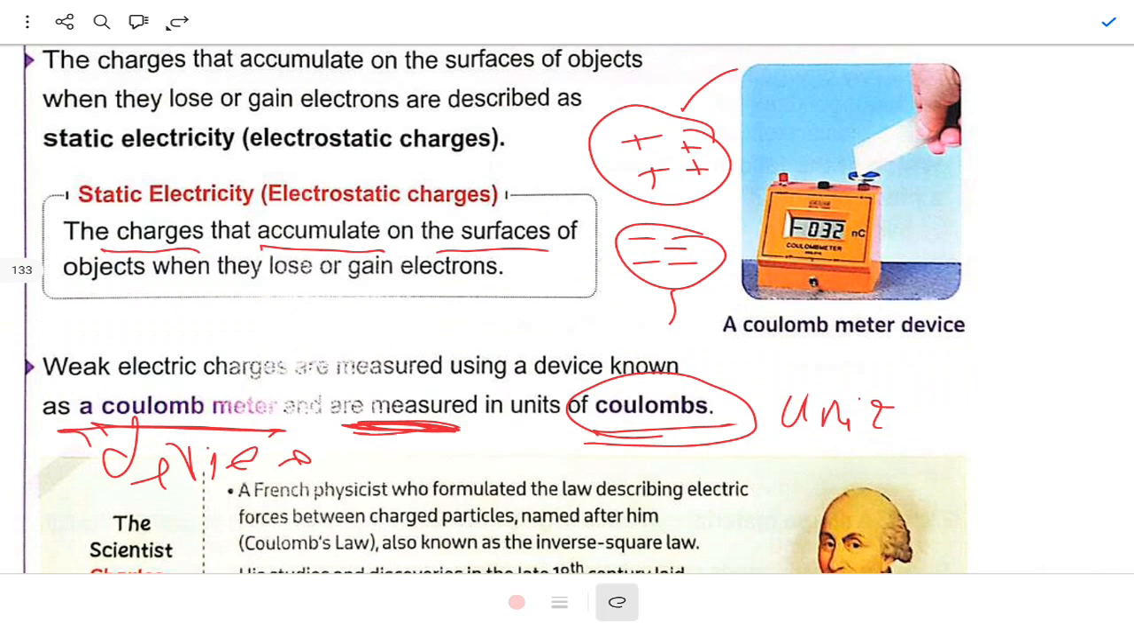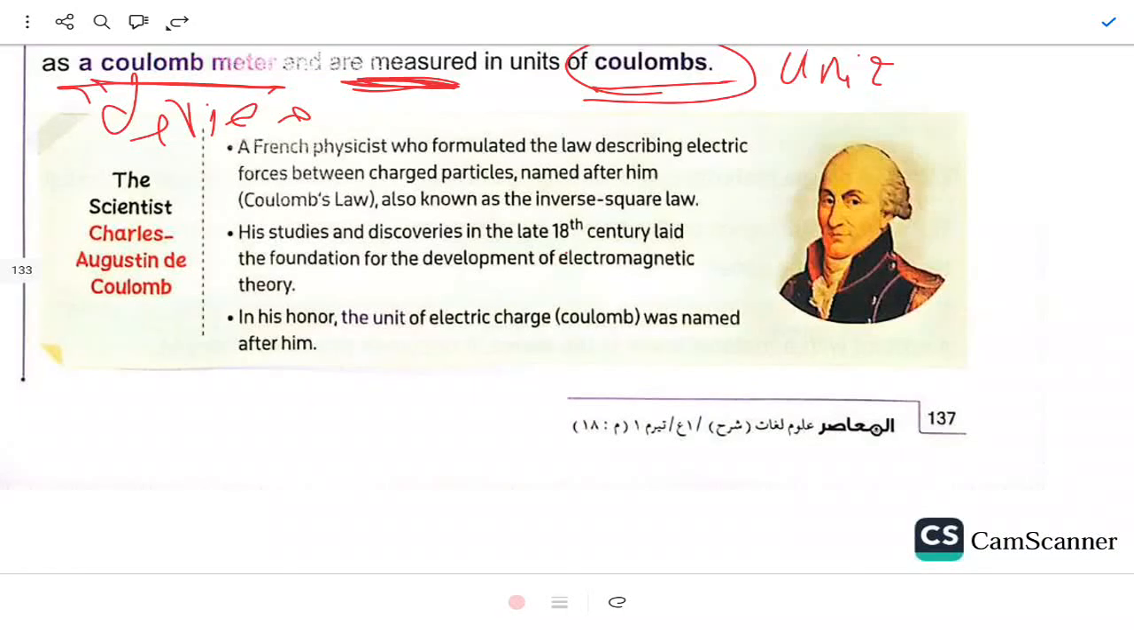This device, the device that can help you measure static electricity, is called a coulometer, and the unit that you use to describe static electricity is the coulomb. This image is of the French physicist who formulated the law describing the electric forces between charged particles, named after him: Coulomb's law, also known as the inverse square law.